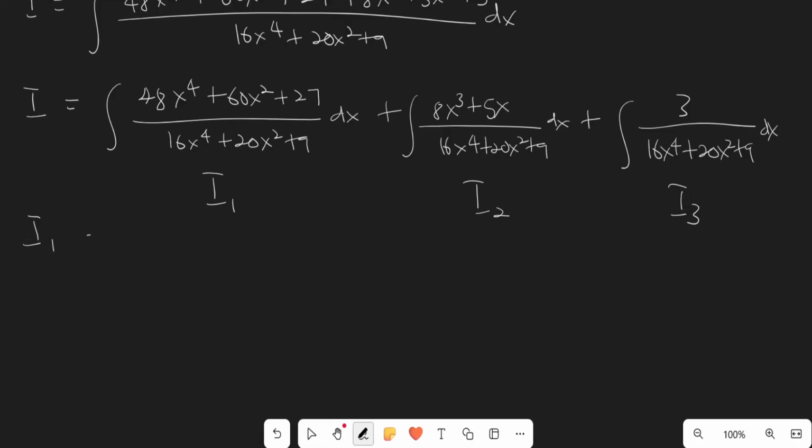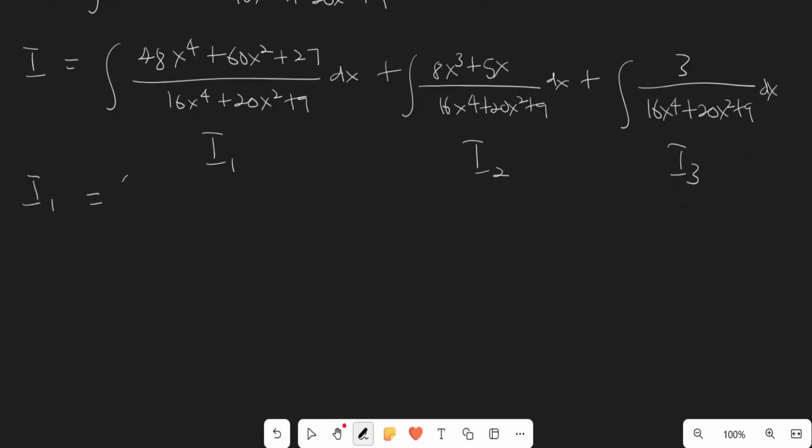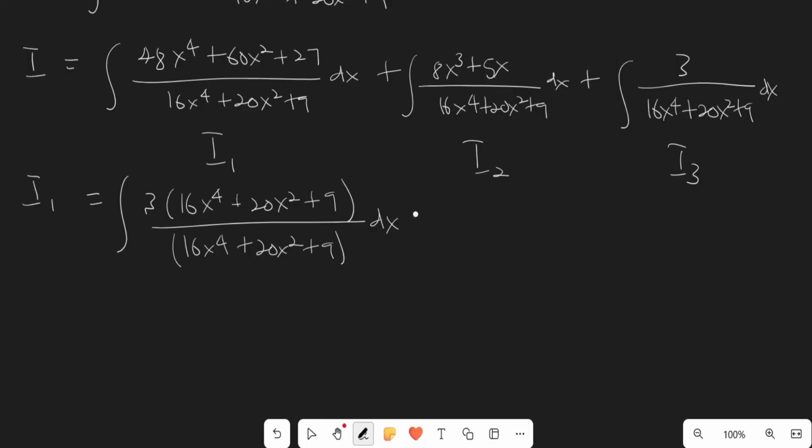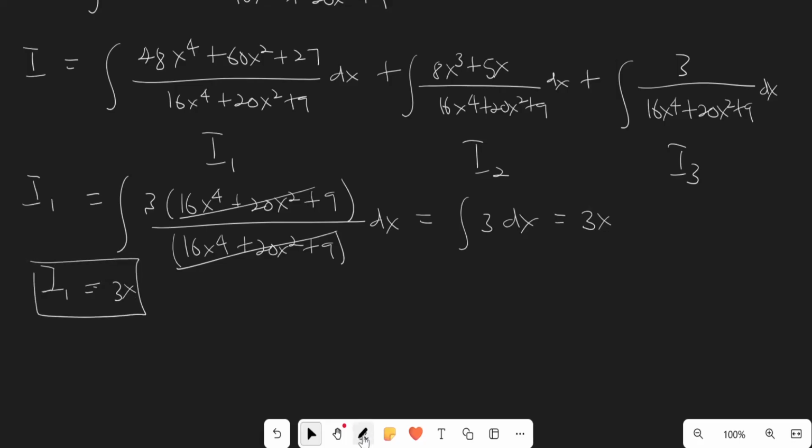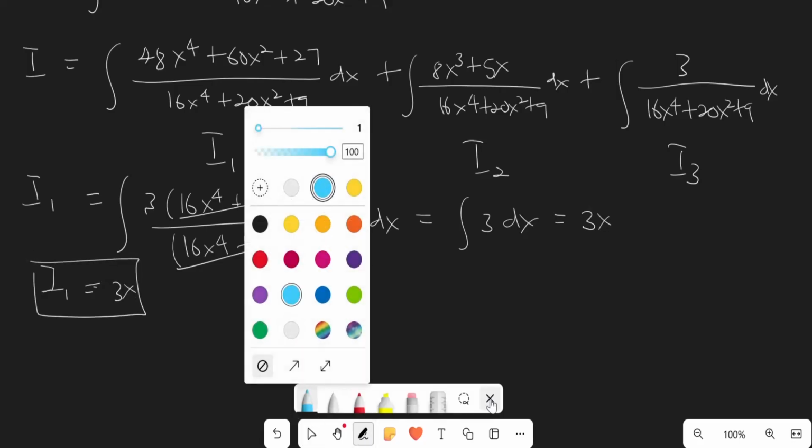So let's start with integral 1. I am going to factorize 3 out of the numerator. That leaves 16x to the 4th plus 20x squared plus 9 divided by 16x to the 4th plus 20x squared plus 9 dx. So the first integral is really trivial. That is just the integral of 3 dx, because these guys here will cancel out nicely. And integrating 3 in the x world is 3x. So I1 is 3x, like that. All right, cool.